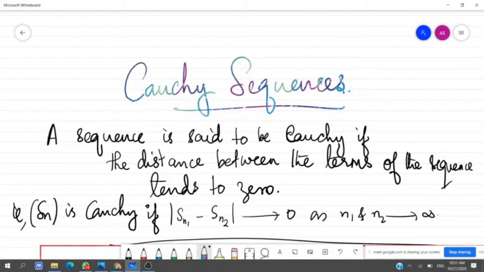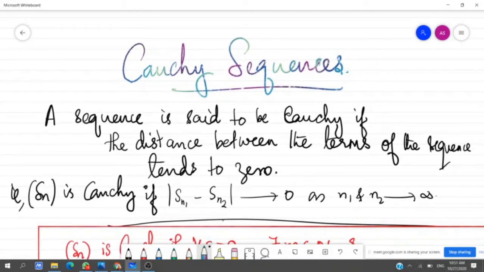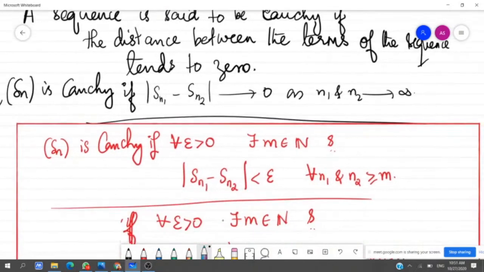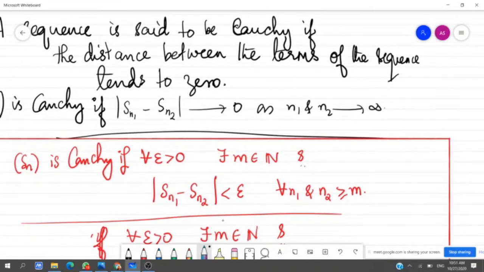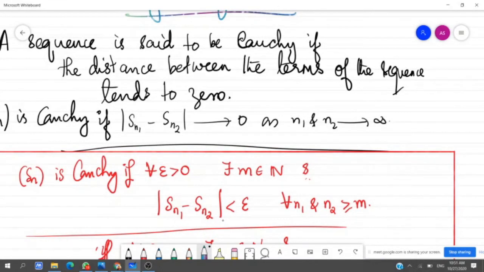So a sequence Sn is Cauchy if the distance between the terms, say Sn1 and Sn2, the modulus of Sn1 minus Sn2, tends to 0 as n1 and n2 become larger and larger. Mathematically, I can write this as: modulus of Sn1 minus Sn2 converges to 0 means for every epsilon greater than 0 there exists a positive integer m such that the modulus of Sn1 minus Sn2 is less than epsilon after the mth term.